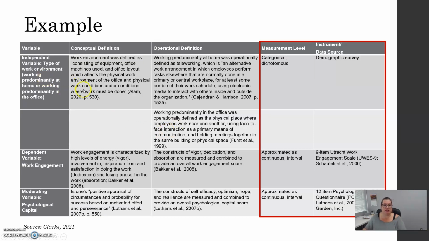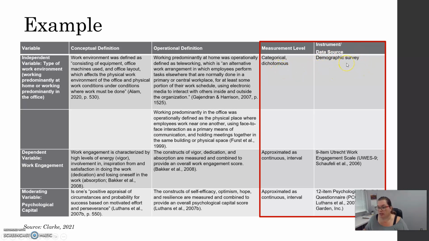So you'll see this is an example from my study. It's not the perfect example, but it's one way that you can do it, just so you can see how it can be done. I've got an independent variable, which was type of work environment, and there are two categories I'm looking for here: working predominantly at home, working predominantly in the office. So this is a categorical dichotomous variable that I used.